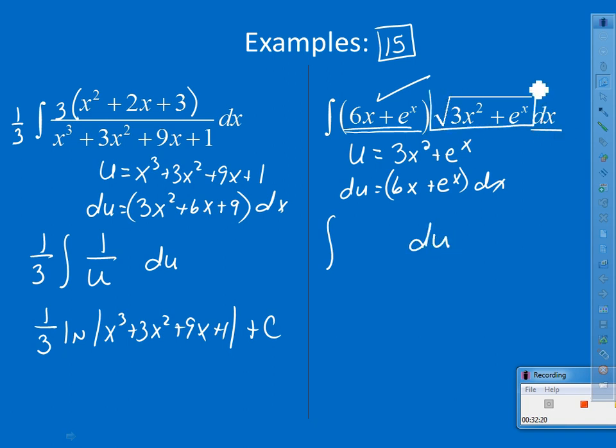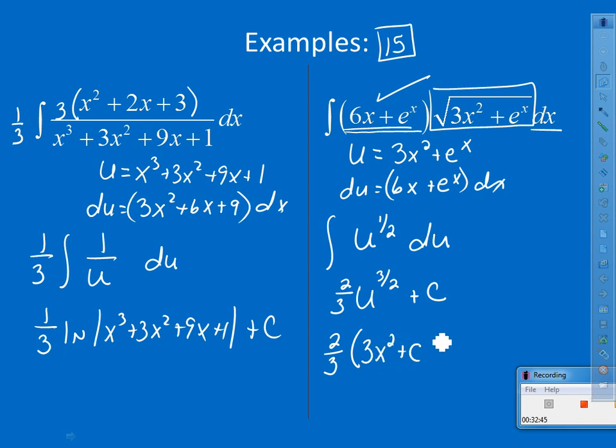This part becomes u to the 1/2. I totally switch gears on you because you kind of get in such a habit. Now go find this antiderivative, add 1 to the power, multiply by the reciprocal, 2/3, plus c. So my answer, 2/3 times (3x squared plus e to the x) to the 3/2 plus c, and then we got it.